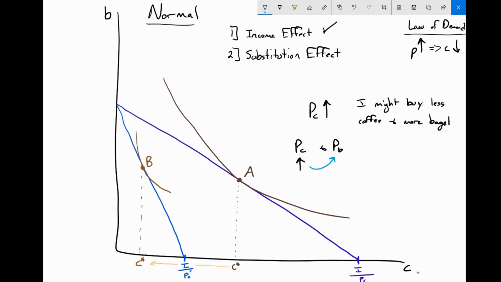The substitution effect is always negative. In fact, to illustrate that, I'm going to make it red. Substitution effect is always negative. That means that when the price of coffee goes up, I'm always inclined to switch away from coffee and towards bagels. It always inclines me towards reducing my consumption of the good for which the price increased. So if the price of coffee goes up, that will always incline me towards purchasing less coffee.